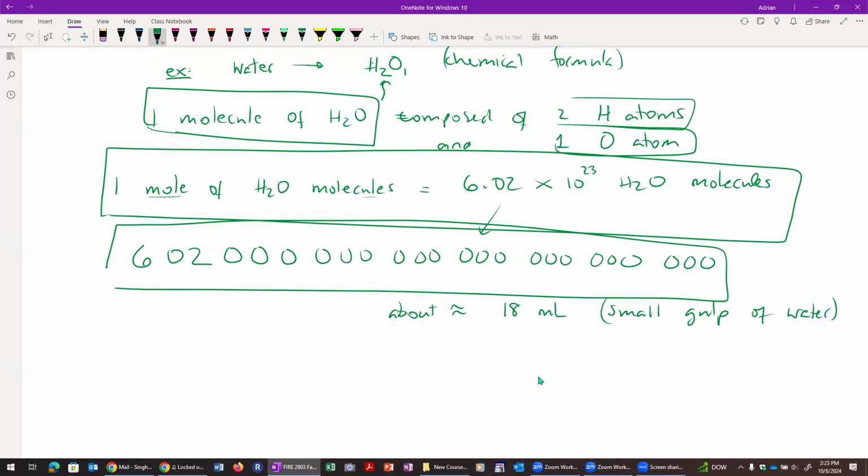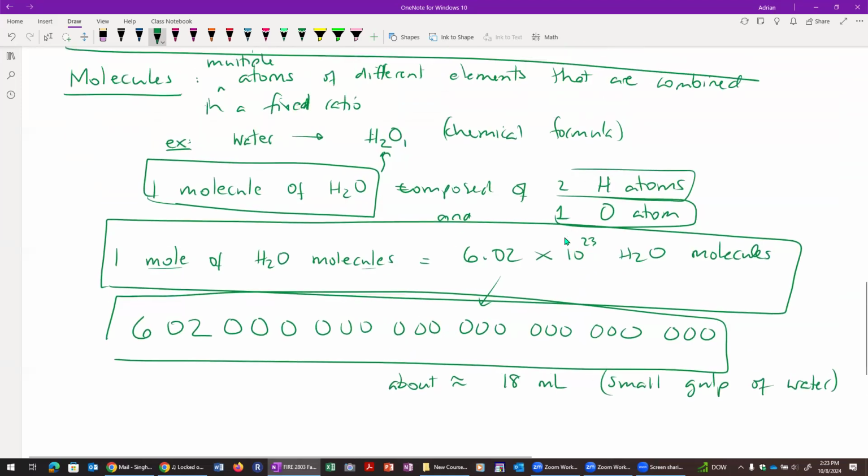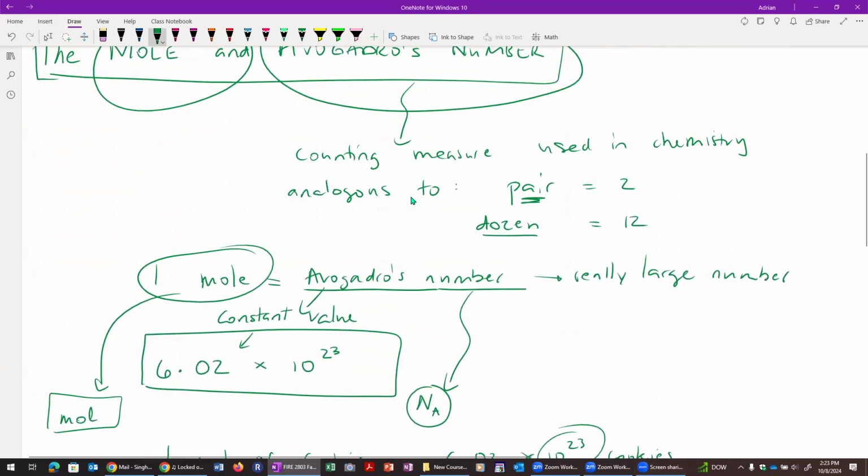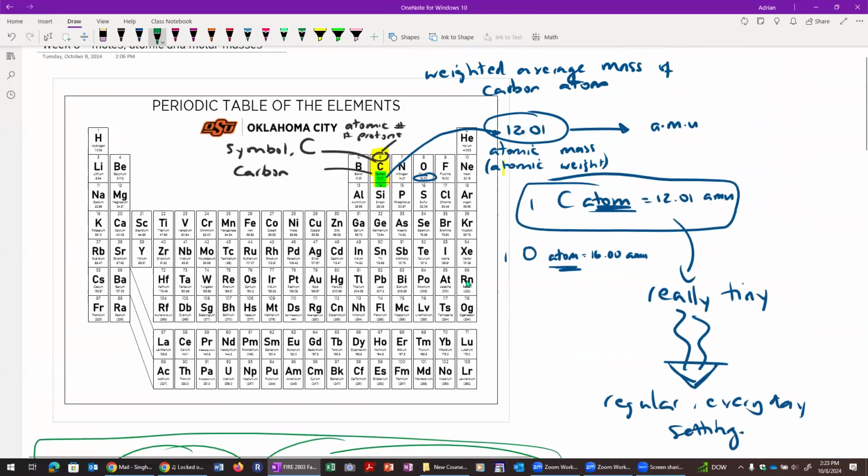So knowing what a mole is is important because we're going to use this here in a second. Avogadro's number is how we bridge the gap from the realm of the really tiny individual atoms, individual molecules, to the realm that we work with, grams, milliliters, etc. So how does this tie back into the periodic table? Well, we're going to take a look at that in the next section.